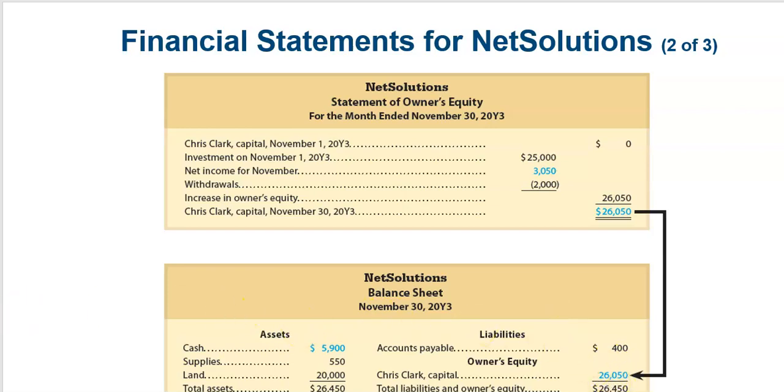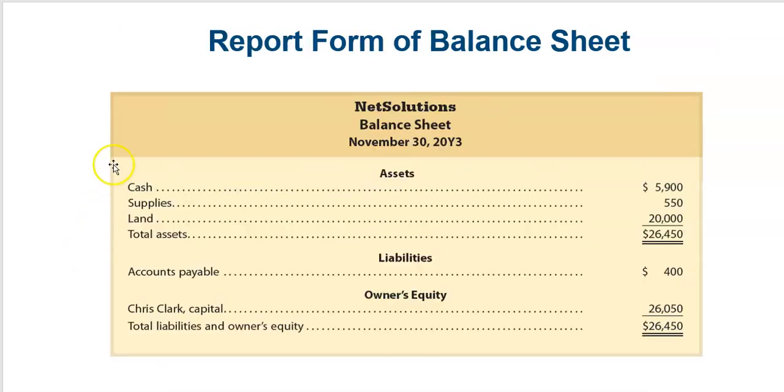Sometimes we present it like that, but other times a company may use the report form of the balance sheet, which just means that it's all up and down. Assets, liabilities, owner's equity. But it's still assets equal liabilities plus owner's equity. So your total assets number has to be the same as your total liabilities and owner's equity.